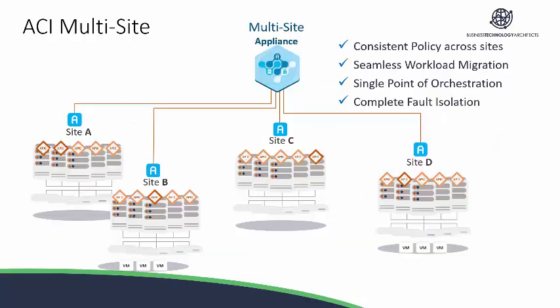Now, multi-site is a little bit different. Multi-site automates connectivity through a single management plane that allows you to deploy applications across multiple data centers through common policy. So the difference between multi-pod and multi-site, though, is you have individual APIC clusters at each site. The multi-site orchestrator, or MSO, handles all of the policy control between sites A, B, C, and D.